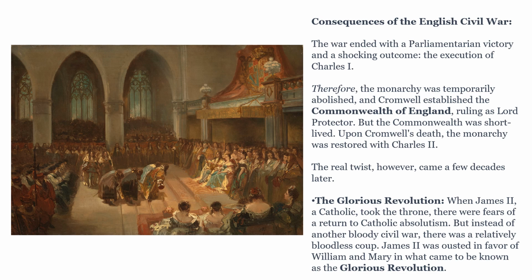The real twist, however, came a few decades later, the Glorious Revolution, when James II, a Catholic, took the throne. There were fears of a return to Catholic absolutism. But instead of another bloody civil war, there was a relatively bloodless coup. James II was ousted in favor of William and Mary in what came to be known as the Glorious Revolution.